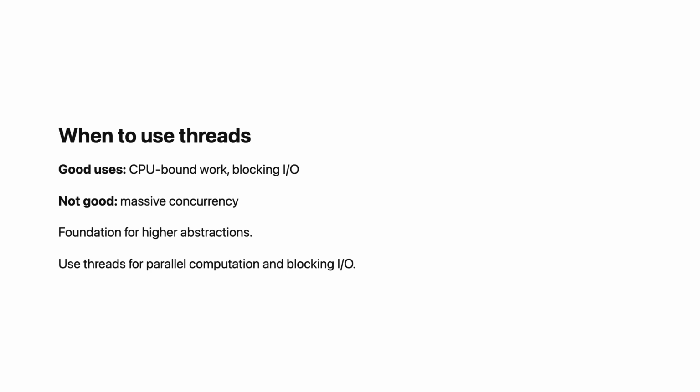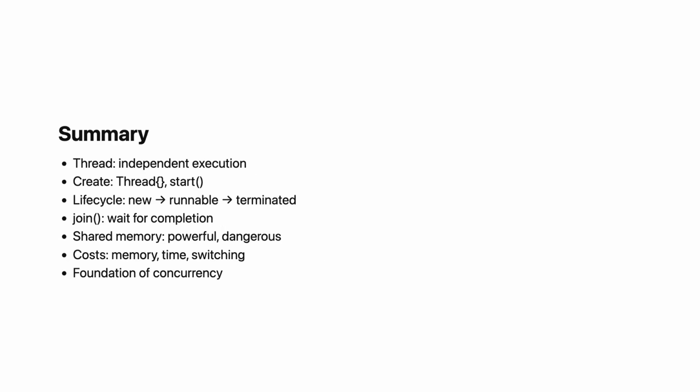Use threads for CPU-bound parallel work. Split computation across cores. Use threads for blocking I/O. One thread can wait for network while others work. Do not use threads for everything. They are heavy. For massive concurrency, lighter abstractions exist. Threads are the foundation. Higher level tools like Coroutines are built on threads. Understanding threads helps you understand everything built on them.